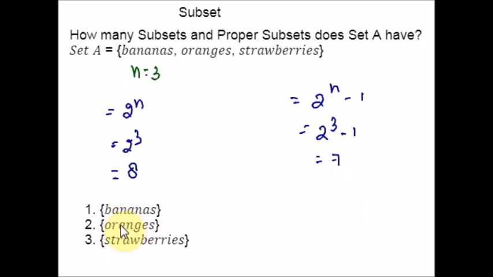List out the elements separately with no combinations. First element is bananas, second is oranges, third one is strawberries. Now we are going to list out the elements in combinations, in pairs.